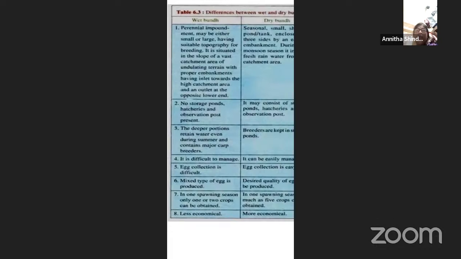Whereas dry bun is more economical, where you need to spend more money for the selection of the breeders, to collect the breeders, and to collect the seeds and all those things. Okay, so these are the differences between wet bun and the dry bun.